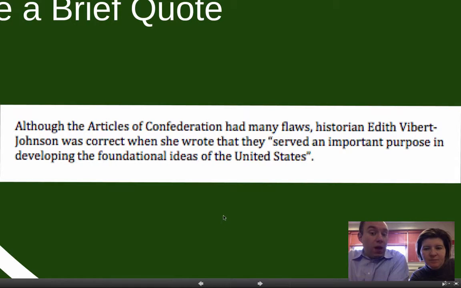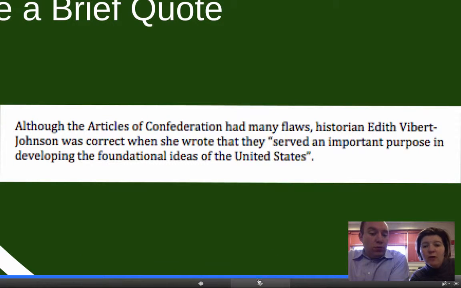So this paragraph is going to be all about what's in the quote here. You're going to give more evidence to back this up. But instead of saying "another reason the Articles of Confederation was bad is because," you're using the quote to introduce the topic. Much more sophisticated. Okay, and you don't want to do that all the time. Just once in a while when you're really making a point.